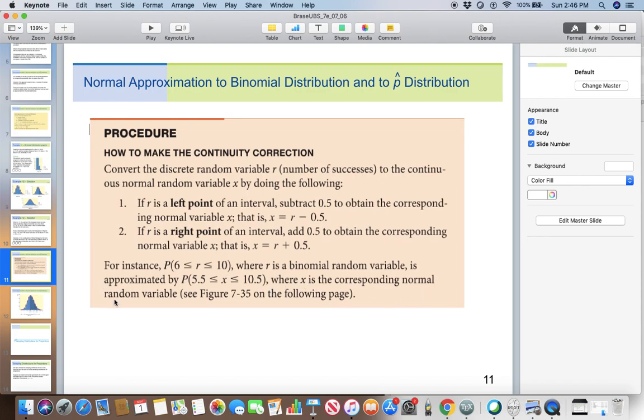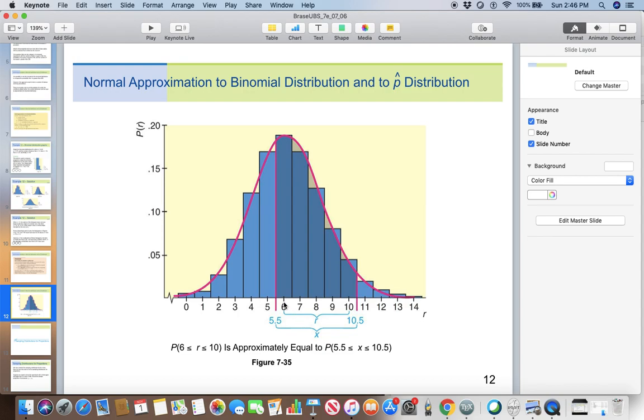X is the corresponding normal random variable. So this is an important thing to note. You would replace r by x by decreasing the left endpoint a little bit and increasing the right endpoint a little bit. So for 6 to 10, you are going a little bit to the left and a little bit to the right. So you're basically looking at the curve from the left end point of the 6th rectangle to the right end point of the 10th rectangle.